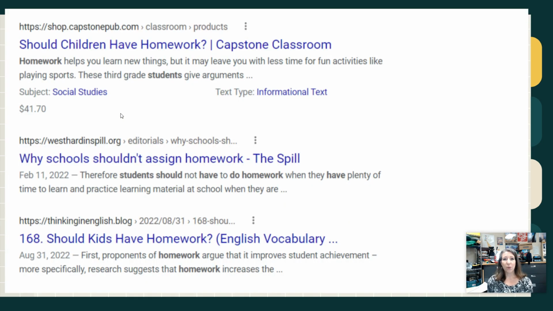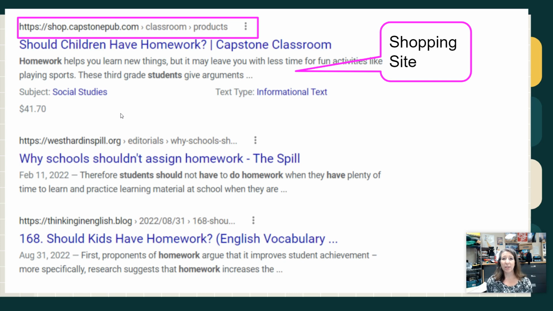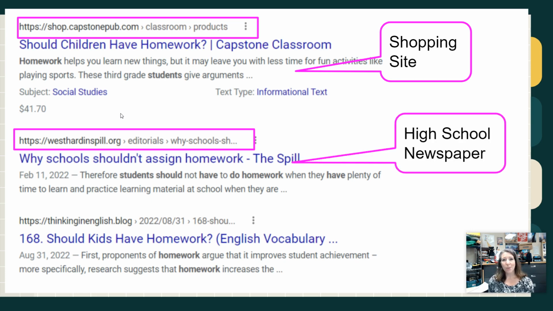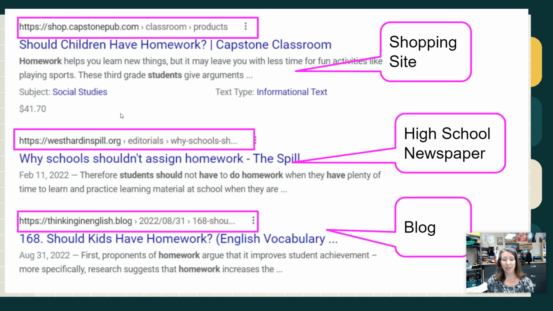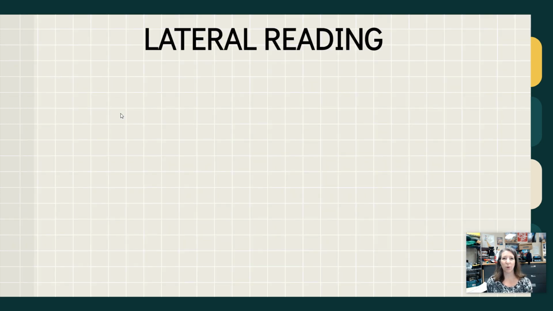Here are 3 examples. So the first URL that we see is shopcapstone.pub. So this tells us right now it's a shopping site, or they're going to sell you something, and we're going to avoid that. This next one is called the West Hardin Spill. This actually, if you click onto it, happens to be a high school newspaper written by 16-year-olds. That is not professional. And thinkinginenglish.blog is a personal opinion site, and that's not going to help us in our research either. We want professional sites to back up our research.